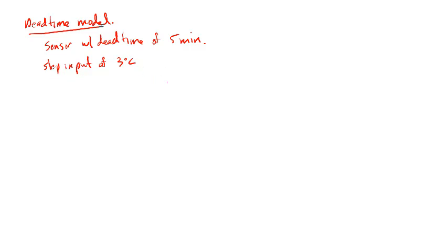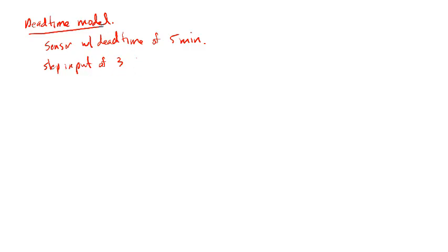So how do we do this? We don't really have a model for this, but we have intuition of what it would look like. Actually, this is a dead time model. So instead of doing a temperature example, let's do a concentration, because a concentration sensor is more likely to have a sampling system or a dead time model.